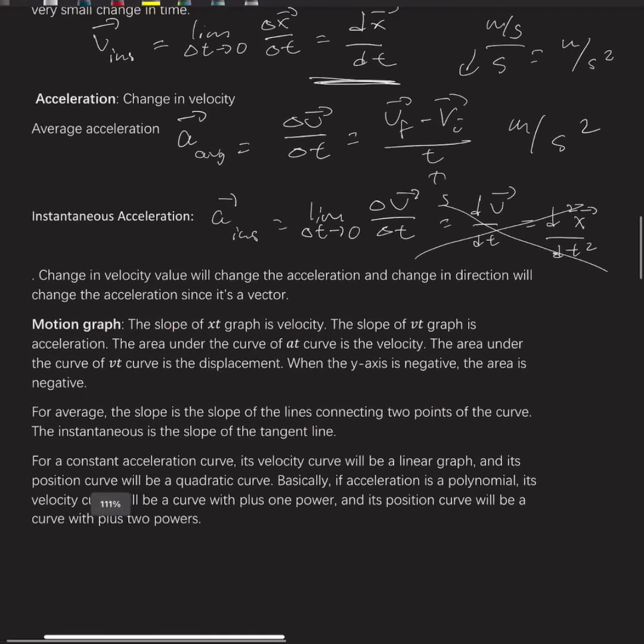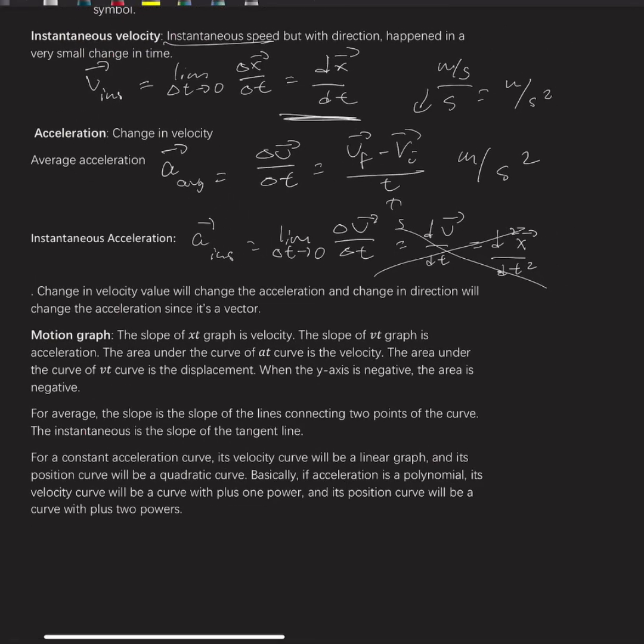Motion graphs. The slope of the xt graph is velocity. Why is that? Because the slope is delta y over delta x. The y-axis is x, the x-axis is t, so the slope is equal to the velocity. The slope of the velocity-time graph is the acceleration. Velocity divided by time equals acceleration. The area under the curve of the vt curve is the displacement. You can think of it in the unit form.